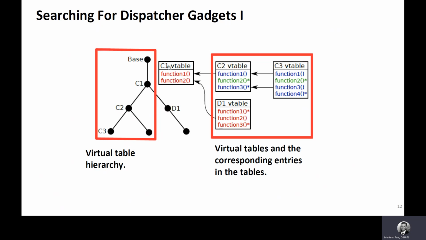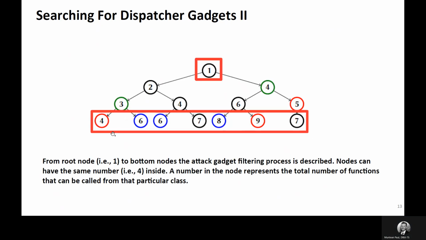So C1 here, as I said, corresponds to this node, C2 corresponds to this node, C3 corresponds to this node, and as you can see, this function 1 is inherited down the tree as one would expect due to inheritance. So next, when we search for dispatcher gadgets, we start, let's say, from the root node, and then we traverse in all directions by a depth first search approach.